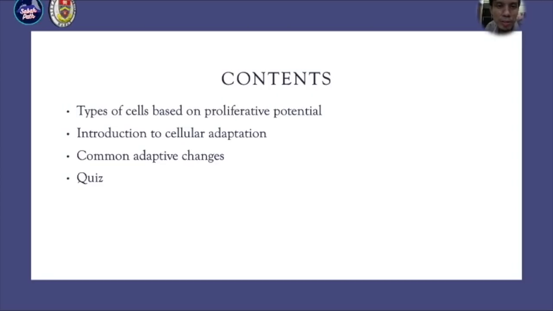Today, these are the contents of my lecture. I will start with discussing the types of cells based on proliferative potential, introduction to cellular adaptation, common adaptive changes, and after that we will be having a quiz.